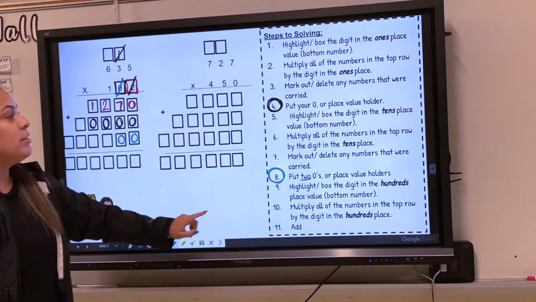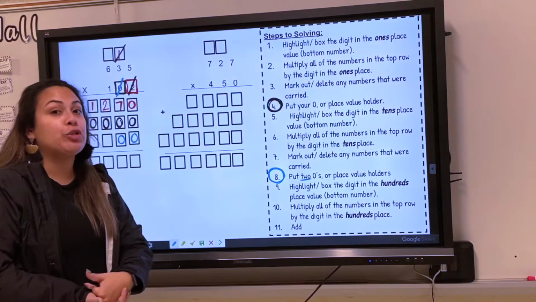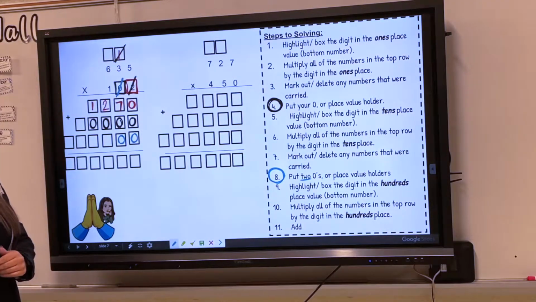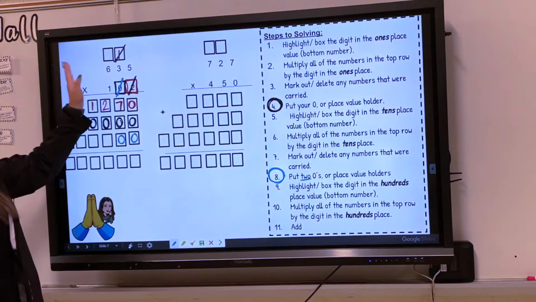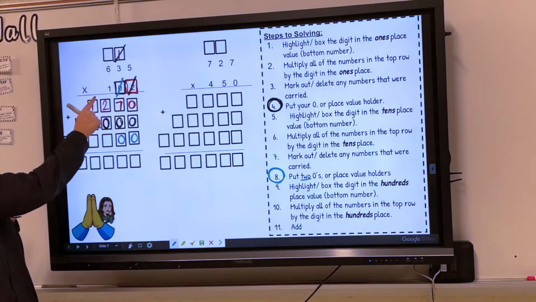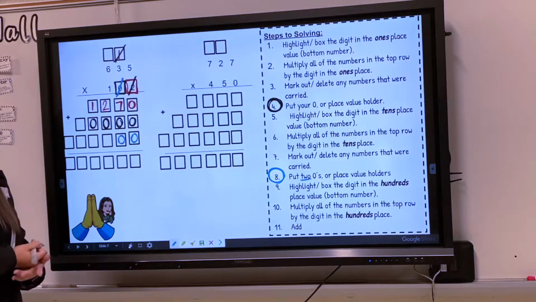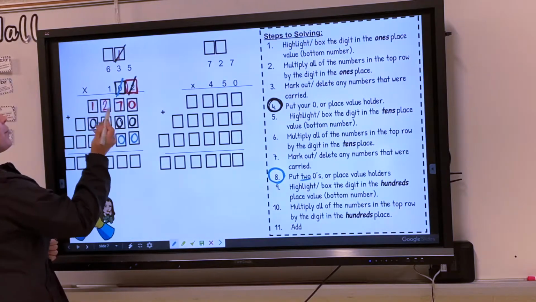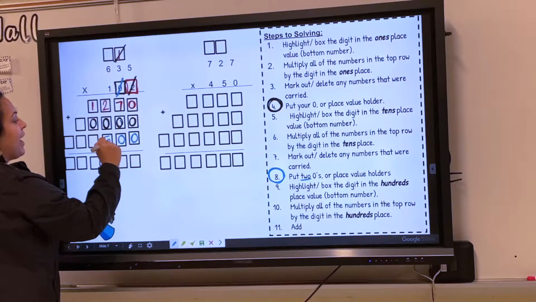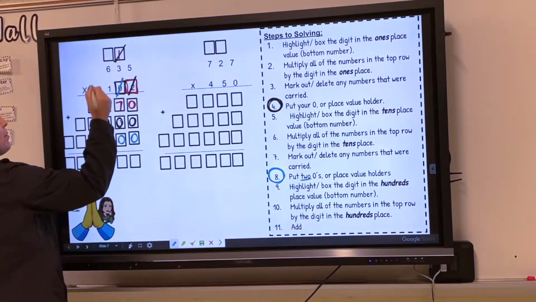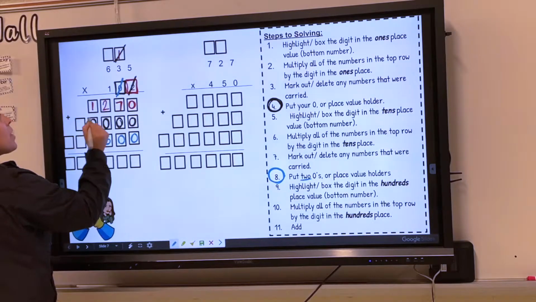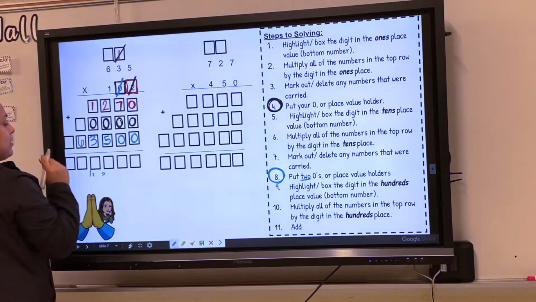Okay, so step 4 and 8 are extremely important. You do not want to forget those zeros and the right number of zeros. So again, when we have a 3 digit by 3 digit, when we move to multiply by a number in the hundreds place, we put 2 zeros before we can multiply. Please remember that. All right, now I'm going to multiply. 1 times 5 is 5. 1 times 3 is 3. 1 times 6 is 6.